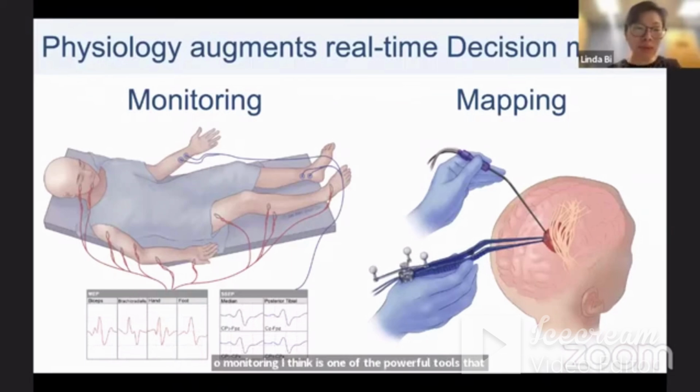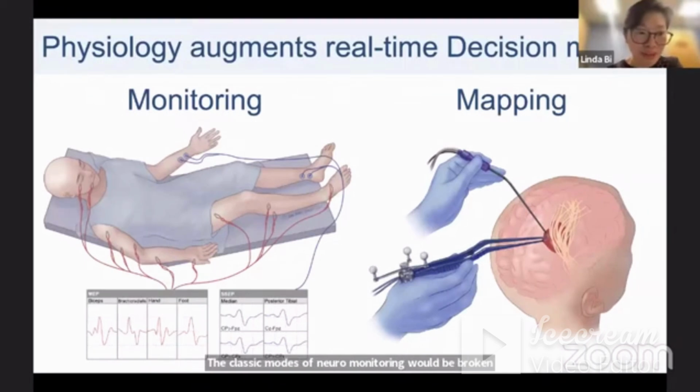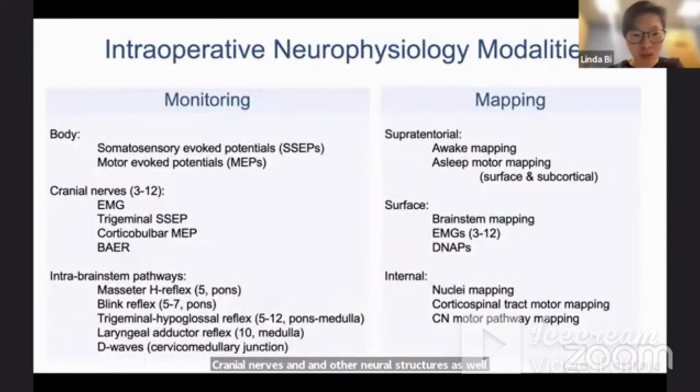The classic modes of neuromonitoring would be broken into two categories: that of monitoring, which is the assessment of the anatomic and functional integrity of cranial nerves and other neural structures, as well as mapping, which is the interrogation of upcoming risks in those neural structures.